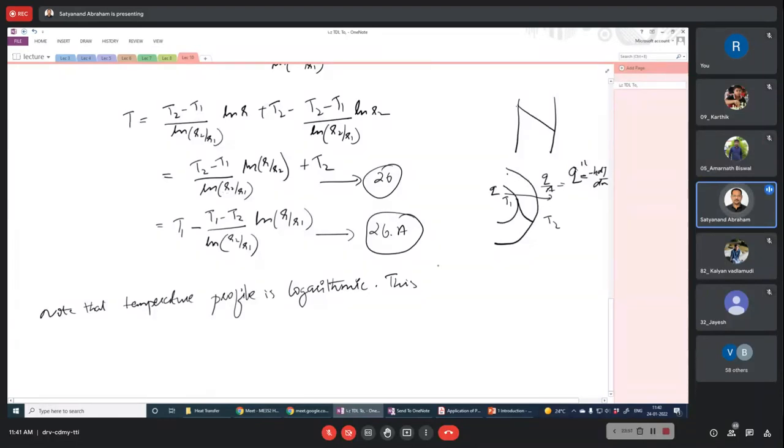So this is due to the varying cross-sectional area along the radial direction.